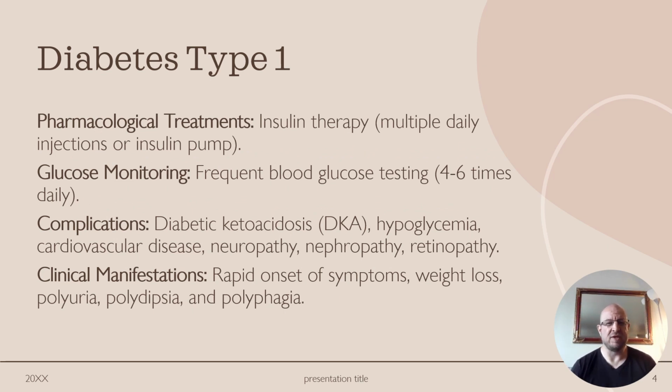Insulin therapy: multiple daily injections or insulin pump. Glucose monitoring 4 to 6 times a day. Complications include DKA, diabetic ketoacidosis, hypoglycemia, cardiovascular disease, neuropathy, nephropathy, and retinopathy. So a little bit of nerve pain, kidney pain, possibly eye pain. Clinical manifestations: rapid onset of symptoms, weight loss, polyuria, polydipsia, and polyphagia.